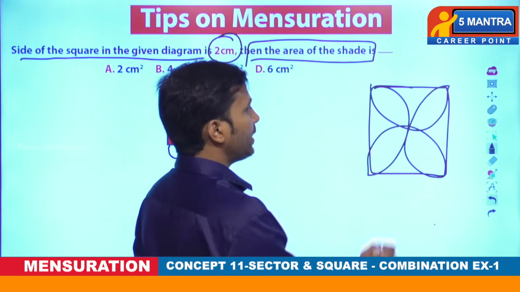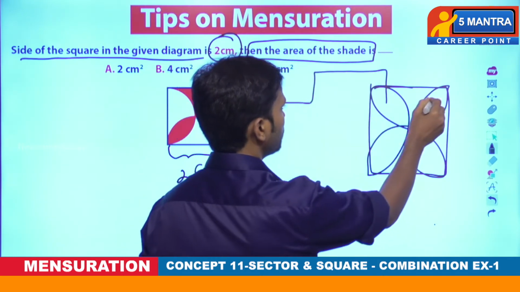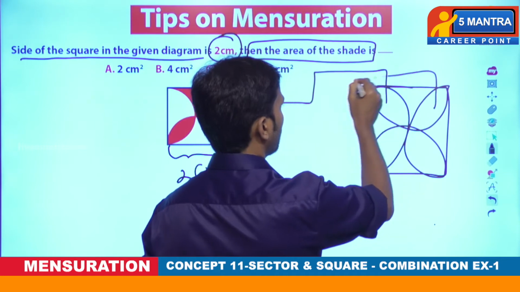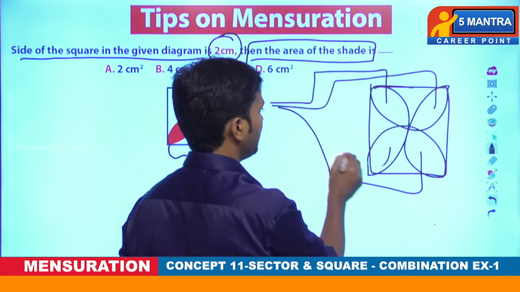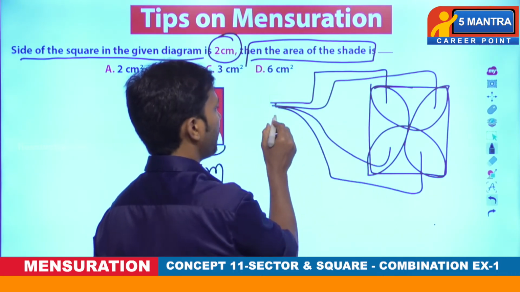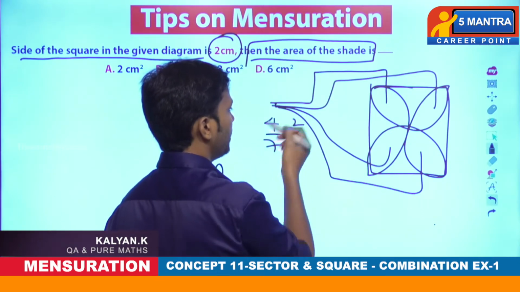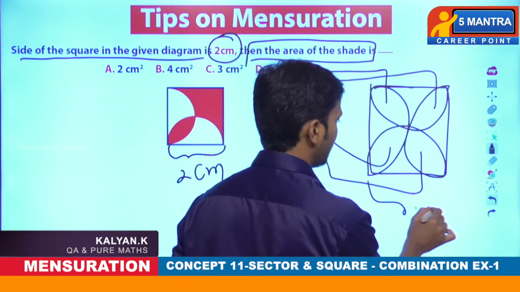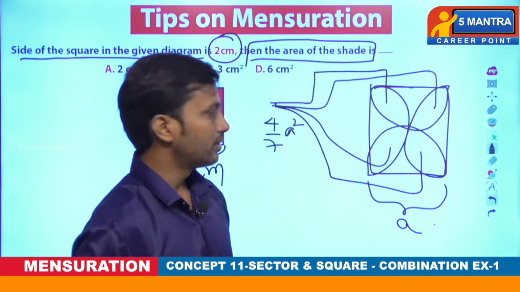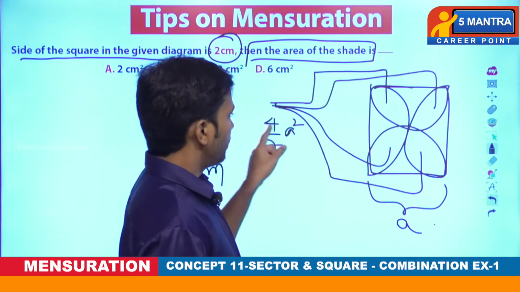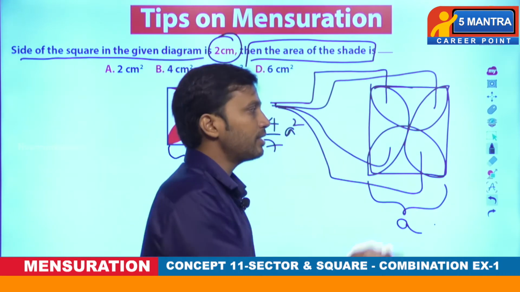What is the flower shaped area? Tell me. It means these 4 petals I am telling you about. See, this petal, this petal and this petal. All the 4 petals of the flower occupy how much area? 4 by 7 A square, where A is the side of the square. That is only taught to you, no? So now my question is, this 4 by 7 A square is the area of how many petals?